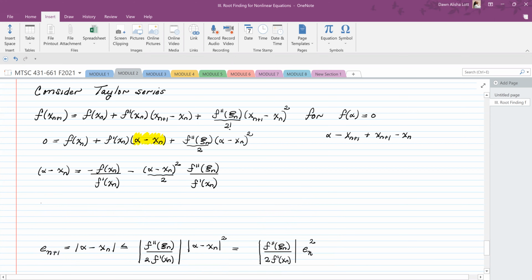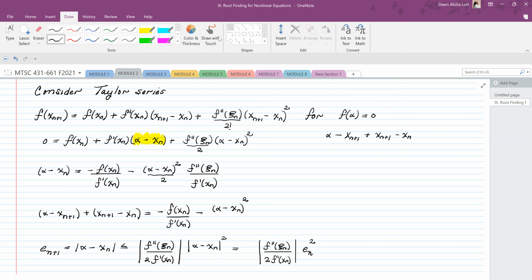Okay, so then this becomes alpha minus xn plus 1, plus xn plus 1 minus xn, is equal to negative f of xn over f prime of xn, minus alpha minus xn squared over 2, times f double prime of cn over f prime of xn.